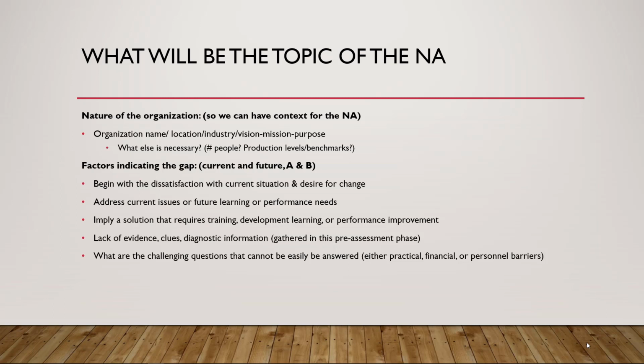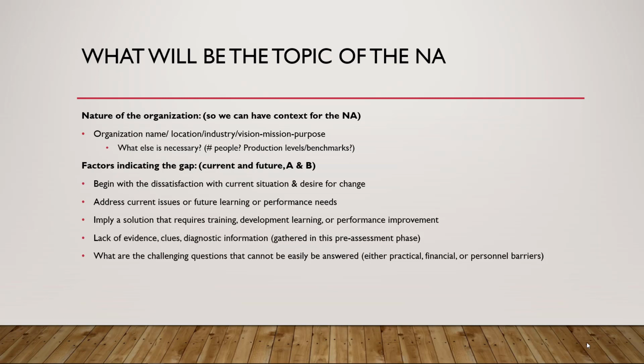And then what else is necessary depending on the need? Is it the number of people? Is it the production levels? Is it benchmarks? Is it best in class of the industry? What are we trying to get? So you have to set up the context as to why we are even looking at all this information.